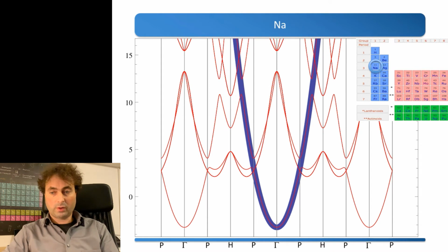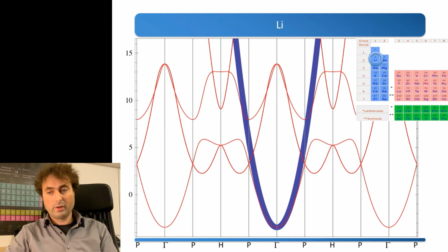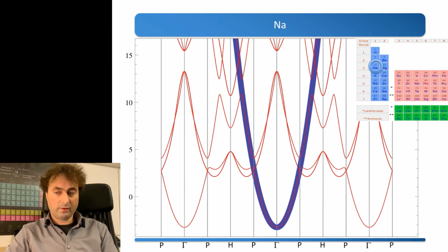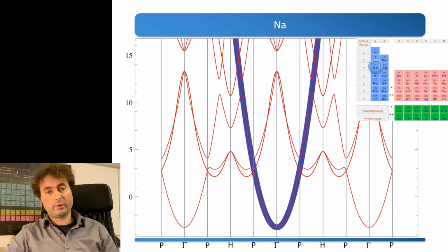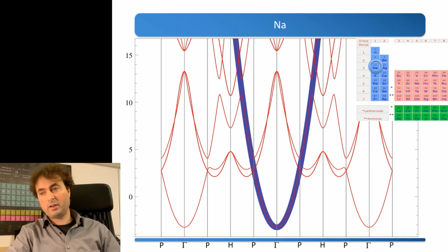Now we can go one down in the periodic table to sodium, and you see that sodium is reasonably well free electron-like with an effective mass of 1. You also see that when you go from lithium to sodium, the Brillouin zone shrinks. The atoms become larger when you go deeper and deeper in the periodic table, so the real space crystal structure becomes larger and larger. So the reciprocal space crystal structure becomes smaller and smaller.